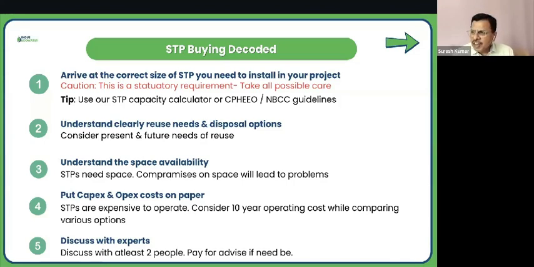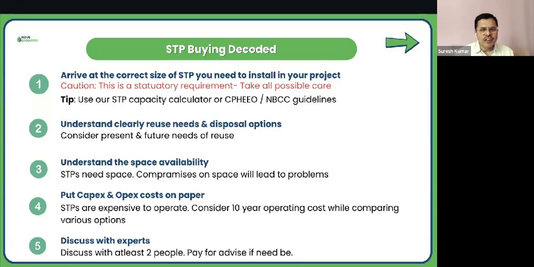And understand the space availability. Third, every STP needs large amount of space, and space is not available in cities. So please consider space availability for STP. Then put your cost in black and white. Capital cost as well as operating cost for 10 years.